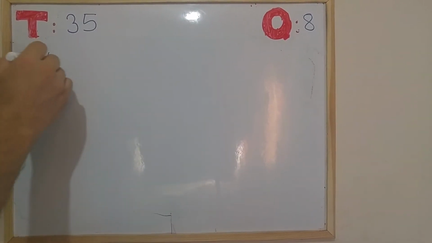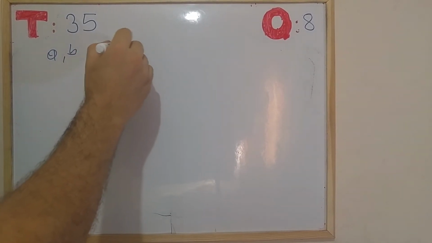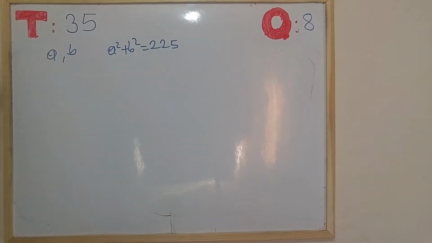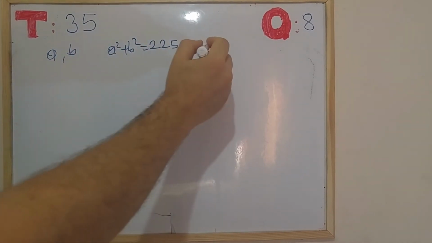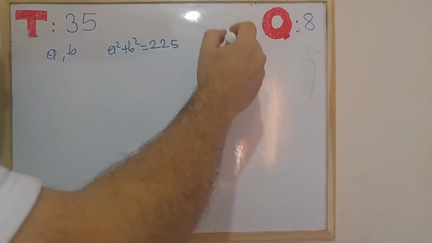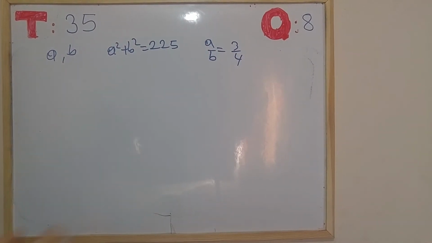Numbers a and b, and the sum of the squares, a square plus b square, is equal to 225, and a over b is equal to 3 over 4. And they're asking me what b is.